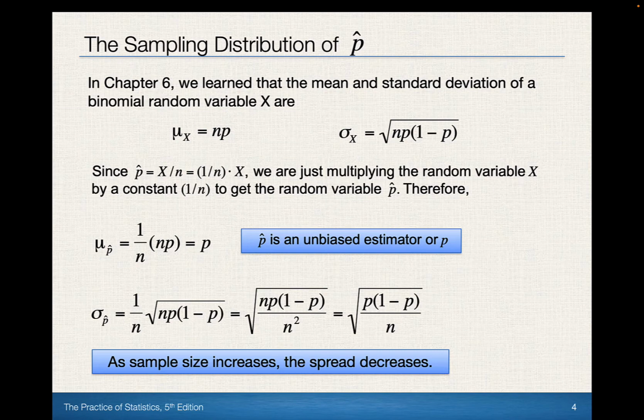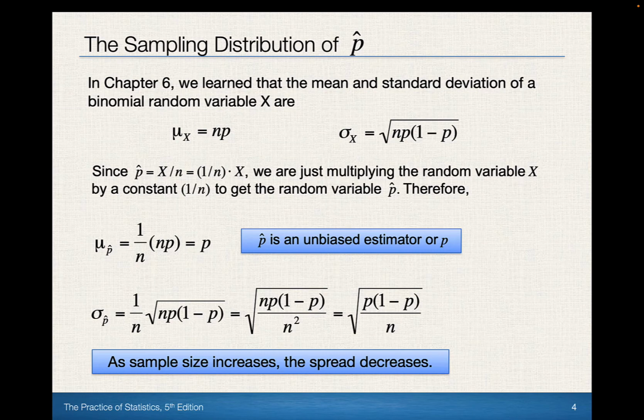Well, there's two important elements here that we already figured out from looking at the original pictures of the Reese's Pieces example, and that's the center is by definition now going to be the parameter of the population, and the standard deviation of the sampling distribution is actually related to the square root of 1 over n, specifically meaning that as the sample size increases, the spread will decrease.